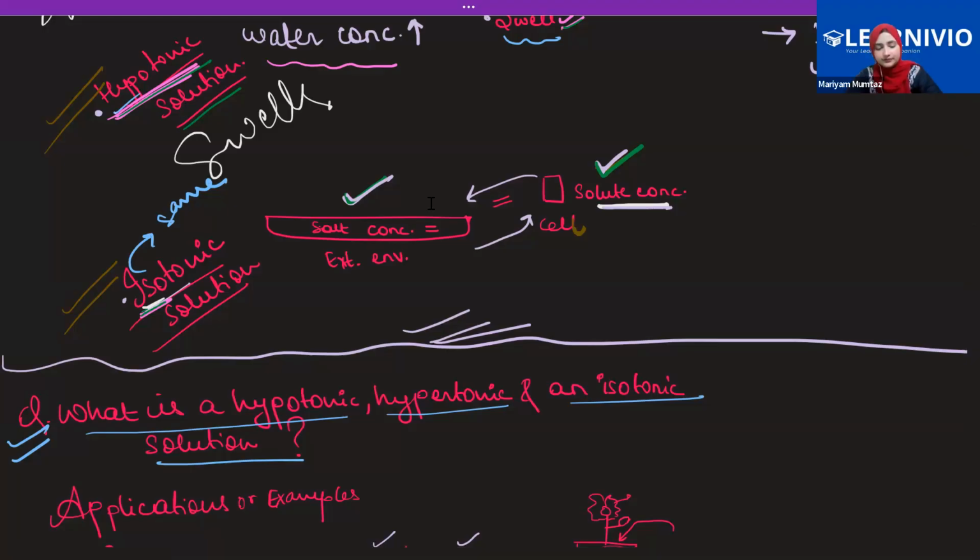Clear? Now, moving forward, they'll ask you what will happen to the cell if you put it in an isotonic, hypertonic, or hypotonic solution. Is that clear to you? Yes, ma'am. And the process where the water was moving out of the cell, that was exoosmosis. Apart from that, it is also called plasmolysis. It's the same thing, the movement of the water outside. Clear?